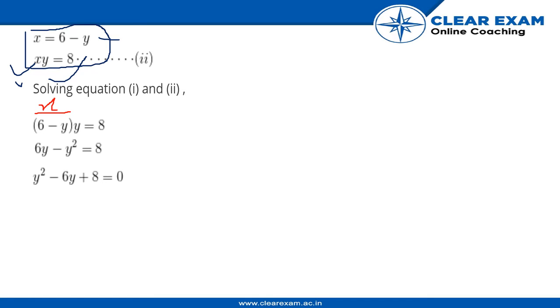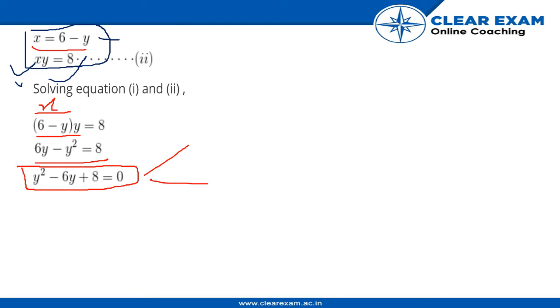You can also replace the value of y, it's not a problem. You will get the same answers. So we have replaced the value of x. Value of x is 6 minus y, so (6 minus y) into y is equal to 8, or 6y minus y square is equal to 8, and finally we get a quadratic equation.